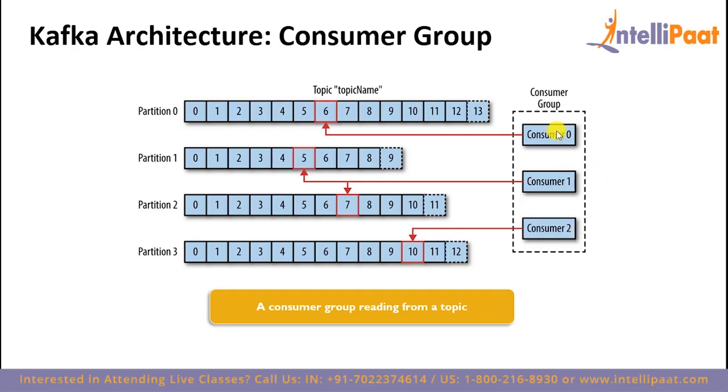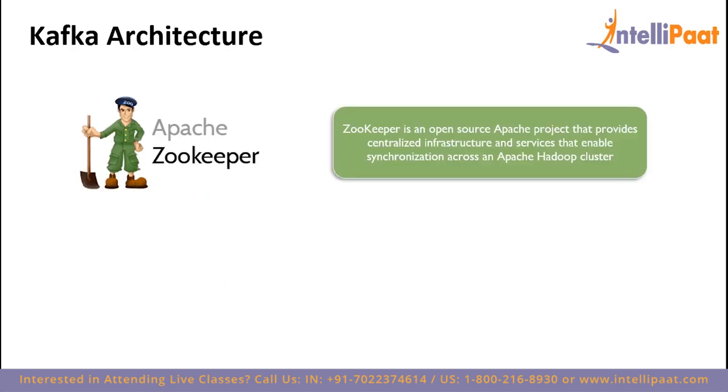and two consumers are working on one partition each, while the third consumer is working on two partitions. Now let's look at the Zookeeper.